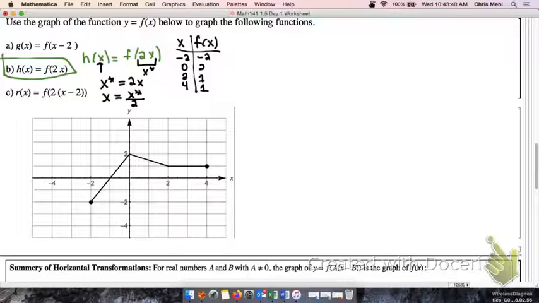And when I make the table for h, I have to divide all the inputs by 2, which would give me -1, 0, 1, and 2. And you would again see that all the outputs are going to stay the same. Okay, so I'll go ahead and plot those.